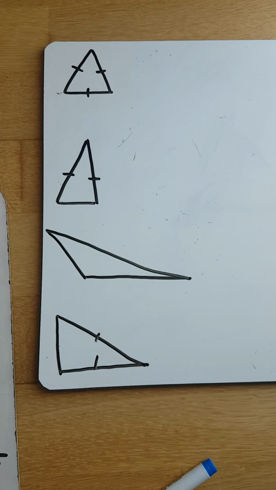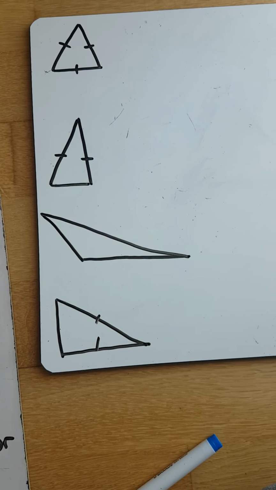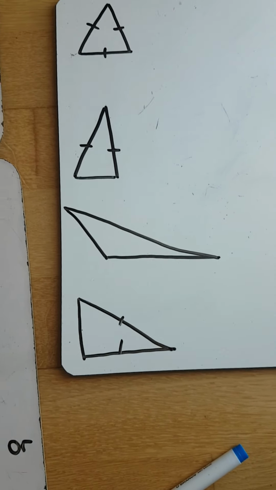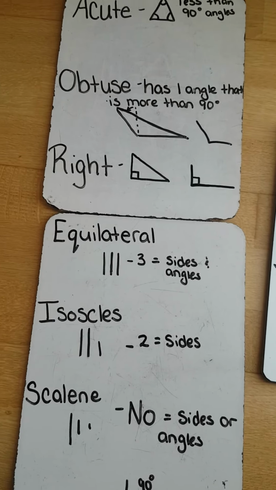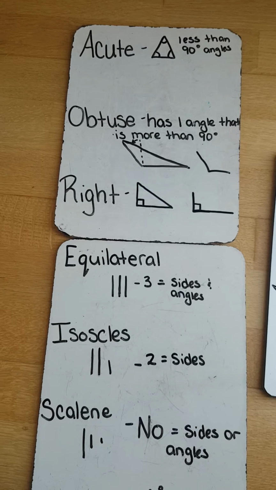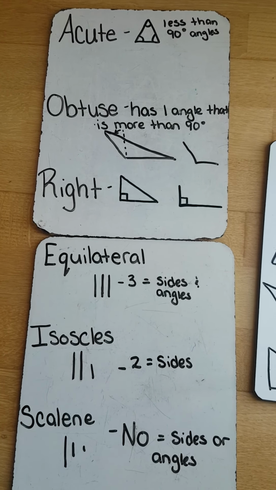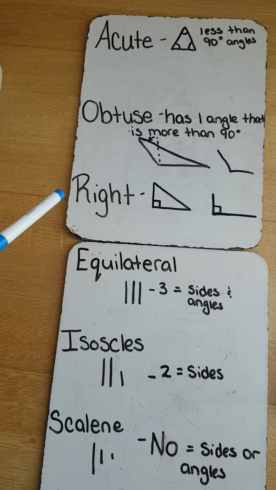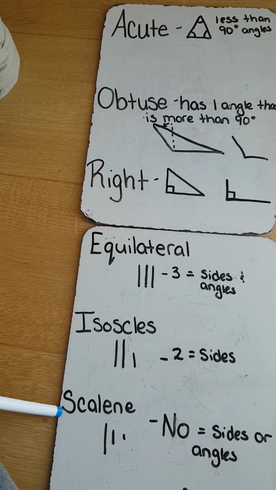Today we're going to be talking about triangles. And as you know, the word tri in triangle means three sides. And these are all triangles, but they're different. And you can label them using these 6 words. Don't get overwhelmed, just listen. We got a word called acute, obtuse, right, equilateral, isosceles, and scalene.